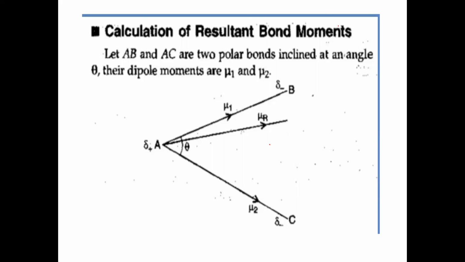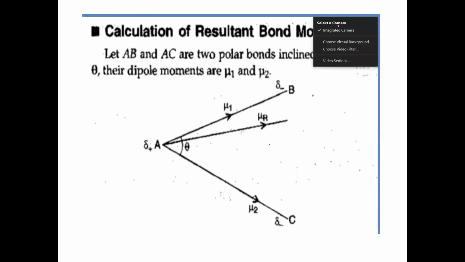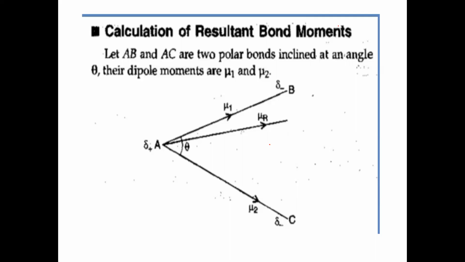Hello everyone. In the previous class we started the discussion of dipole moment. What is dipole moment? Dipole moment is defined as the product of electric charge and the distance between the charges, the product of electric charge on any one atom and the bond length. This product is called the dipole moment.